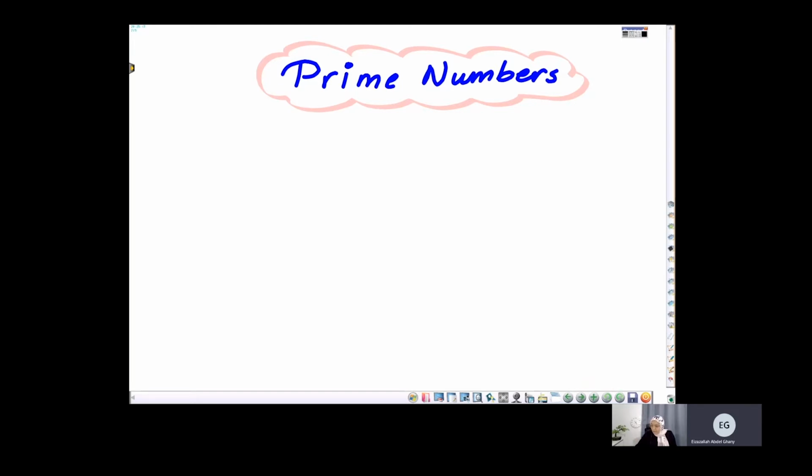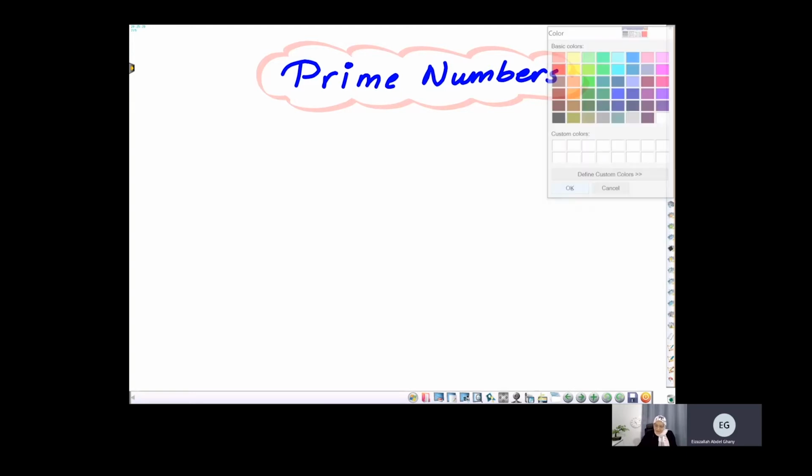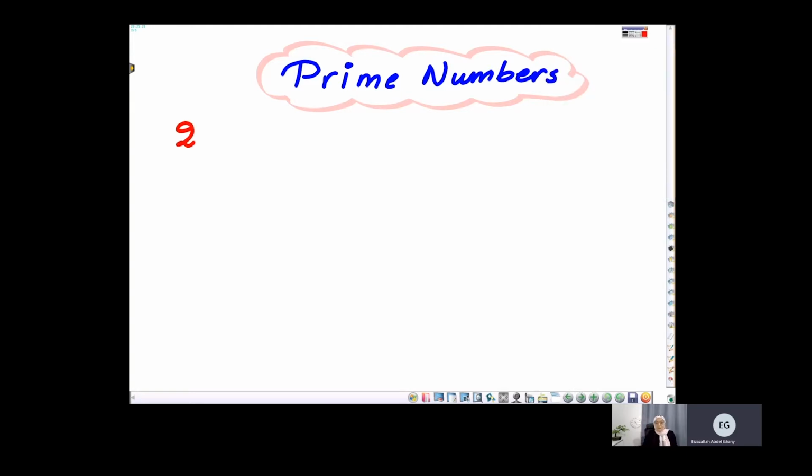So, the smallest prime number is 2. 1 is not prime. 2, when you factorize it, is just 2 times 1. And also the 3. What about the 4? No. 4 is 1 times 4, and also it is 2 times 2. It means that 4 is not prime. Okay, what about 5? Yes, 5 is prime.